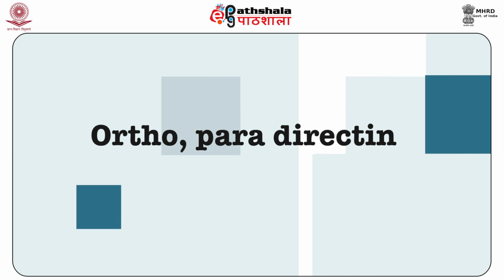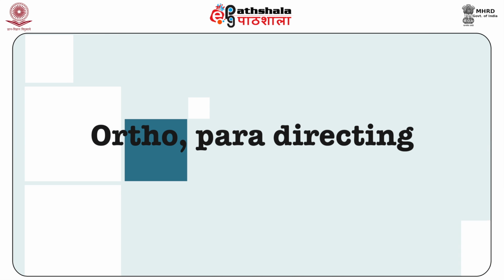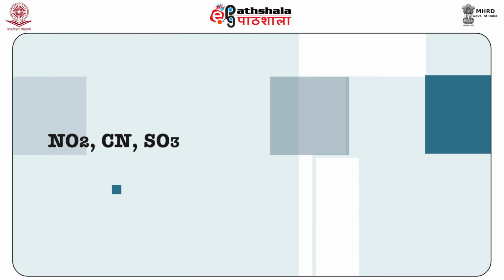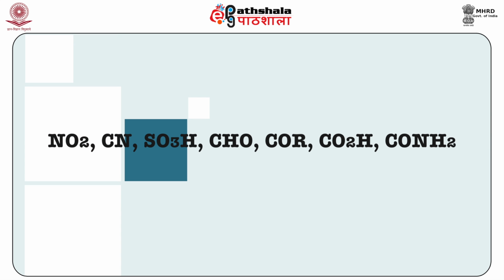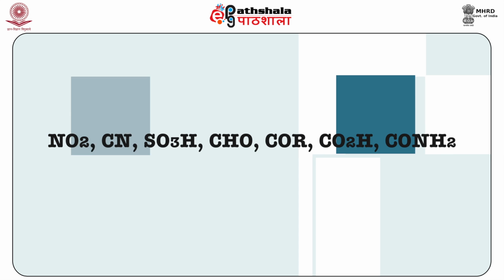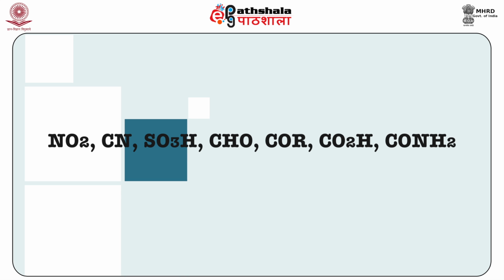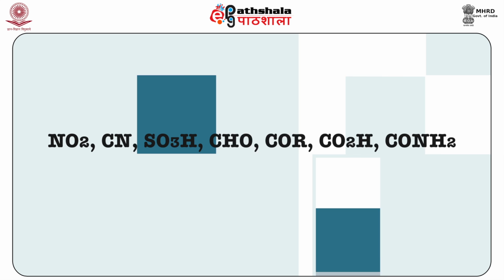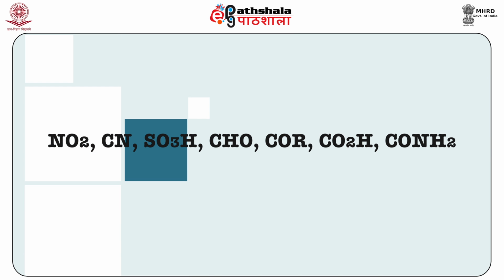Now, we can conclude that these groups that I have just stated are activating and are clearly ortho and para directing. Let us come to the second category of groups. They are R or X equal to NO2, that is nitro, the cyano group CN, the sulfonic acid SO3H, the CHO aldehyde, COR ketones, COOH, that is the carboxylic acid, and the amide CONH2.